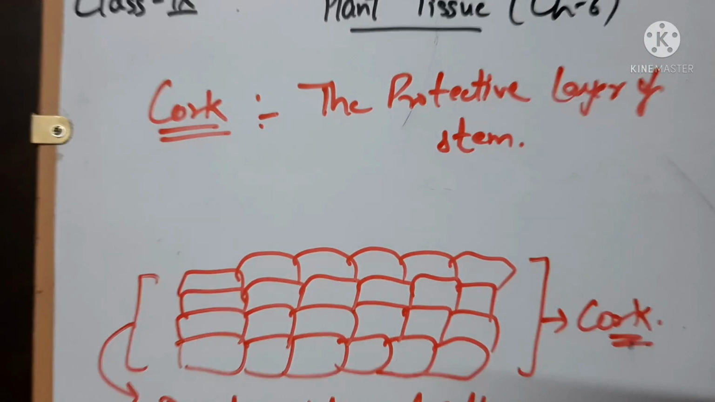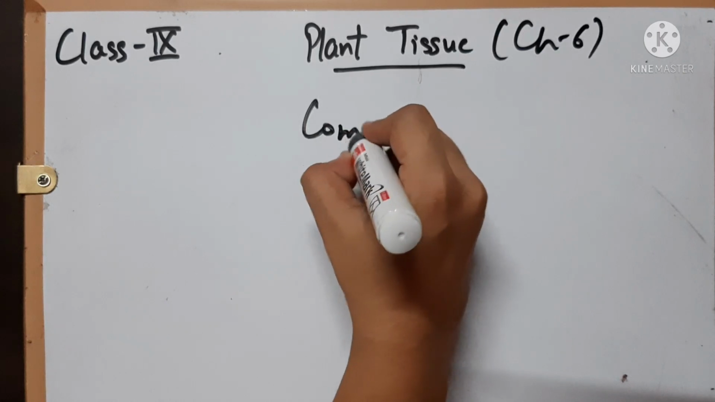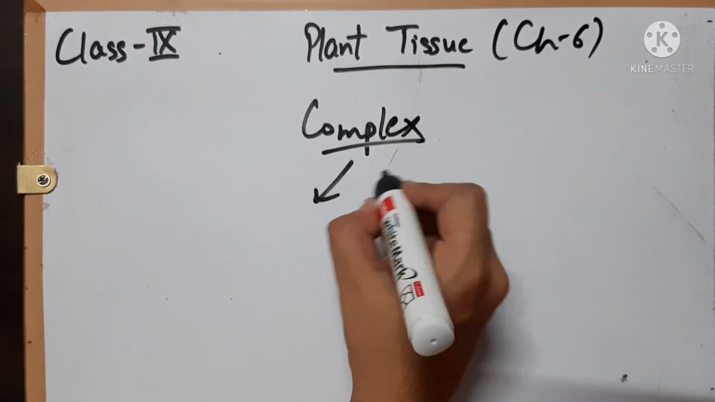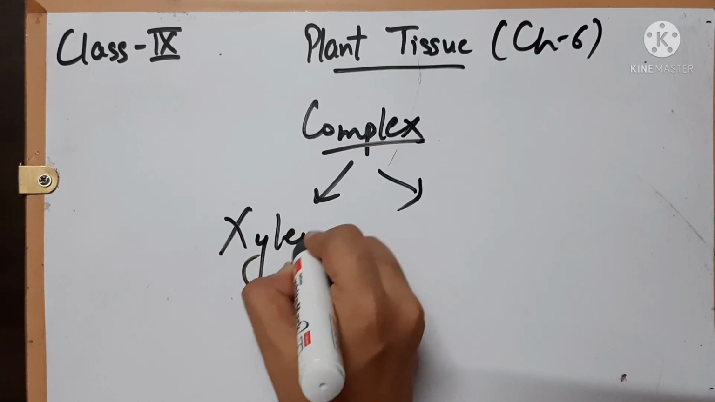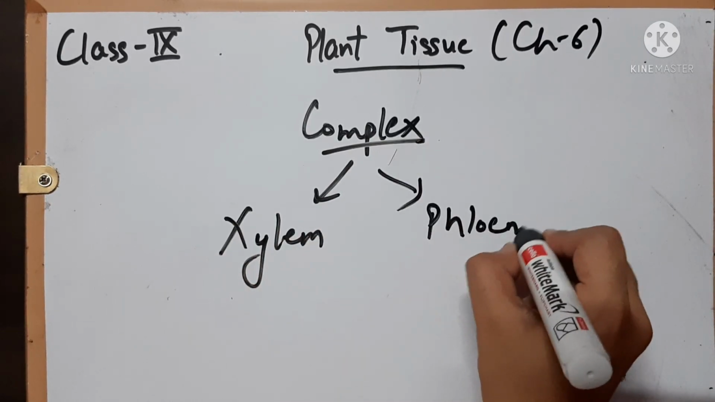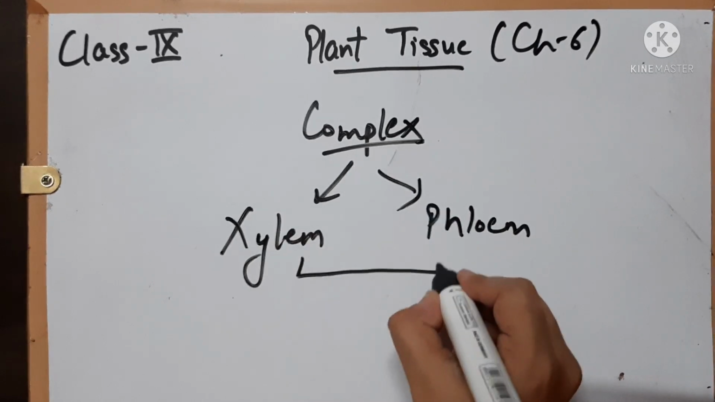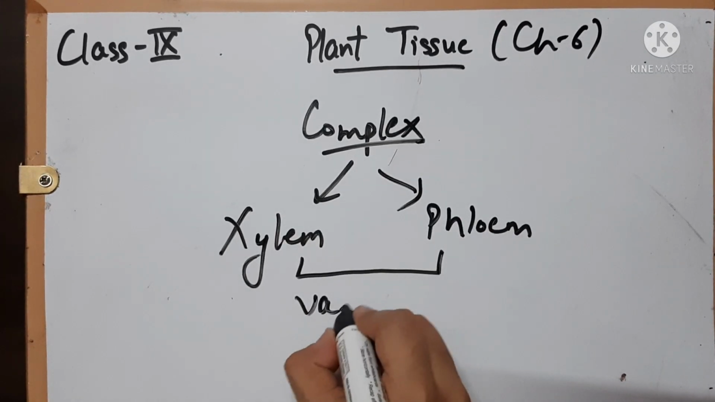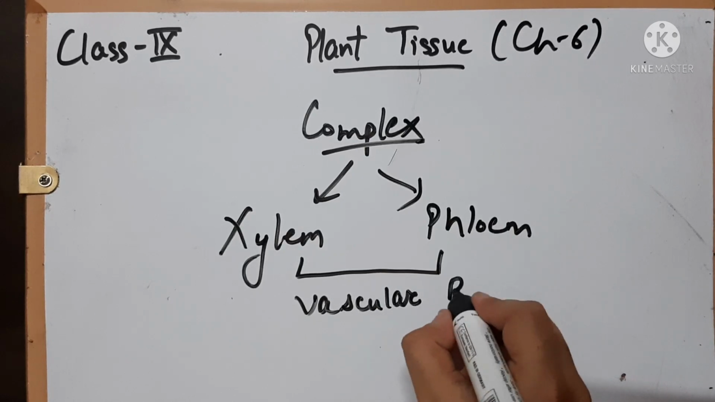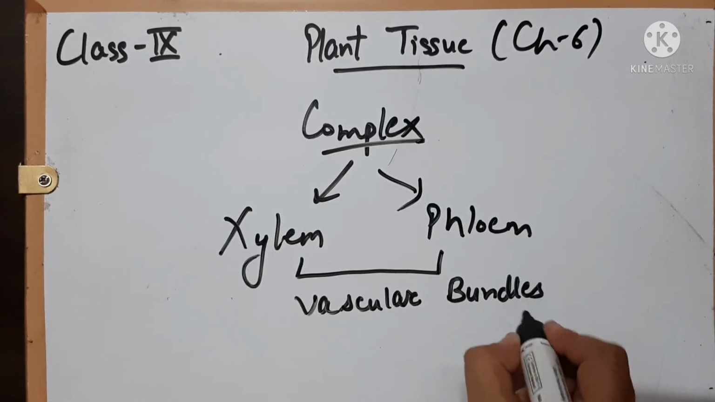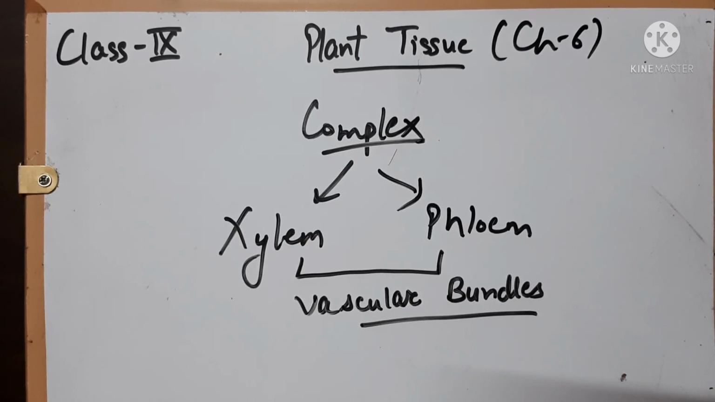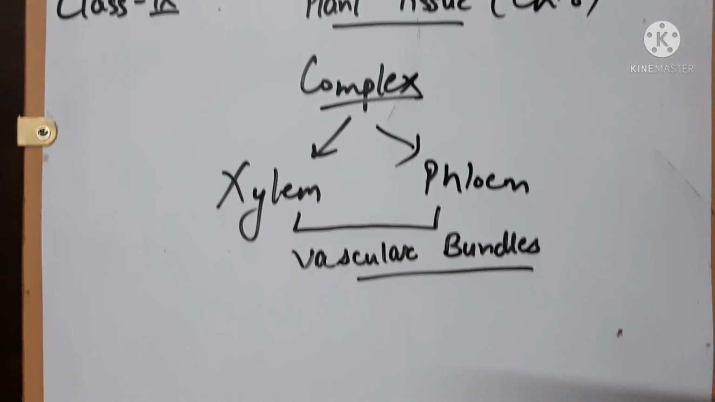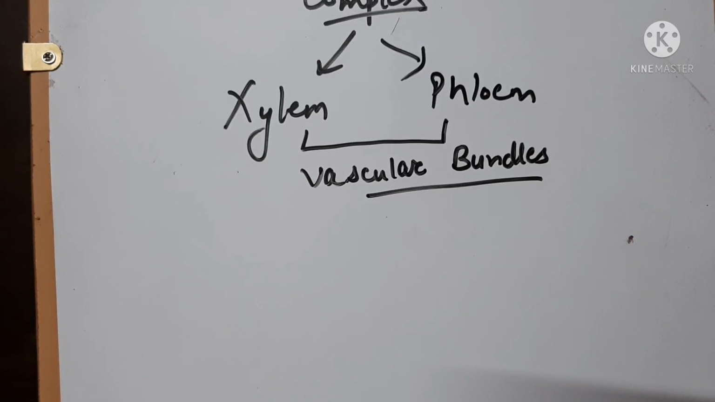So let's talk about the complex permanent tissue. We have seen that complex permanent tissue is divided into two major categories: xylem and phloem. Both of these are collectively called vascular bundles. So xylem is a part of vascular bundle. What is the function of xylem and phloem?